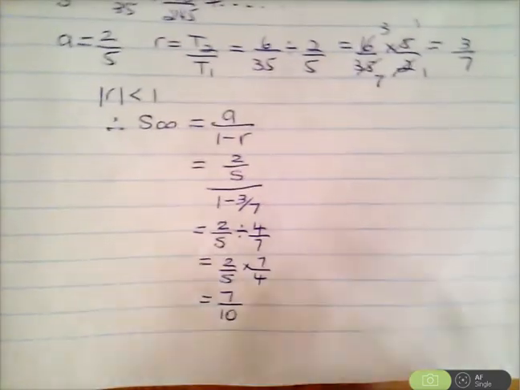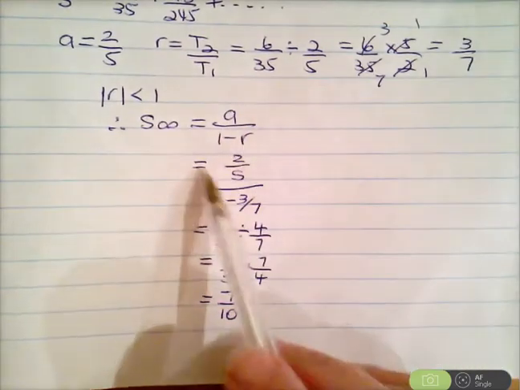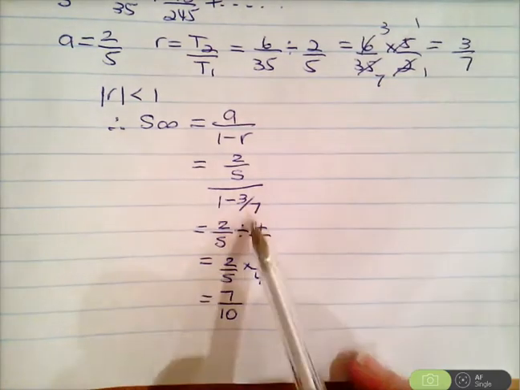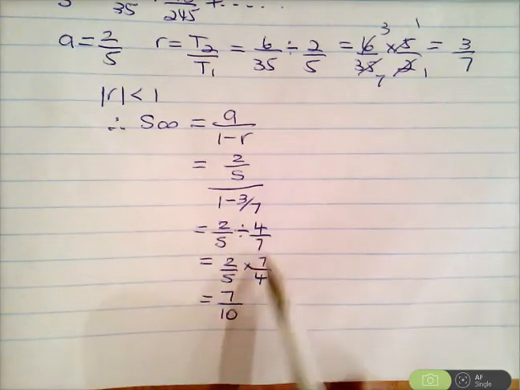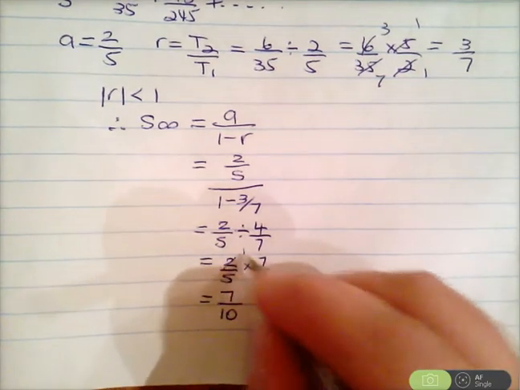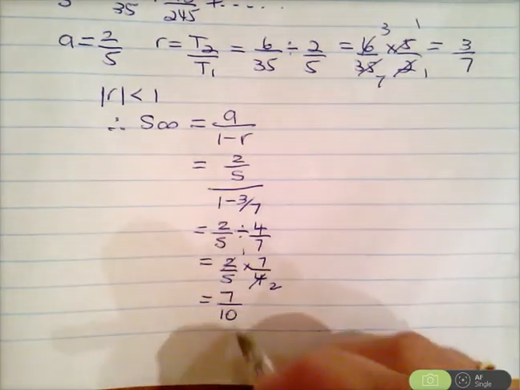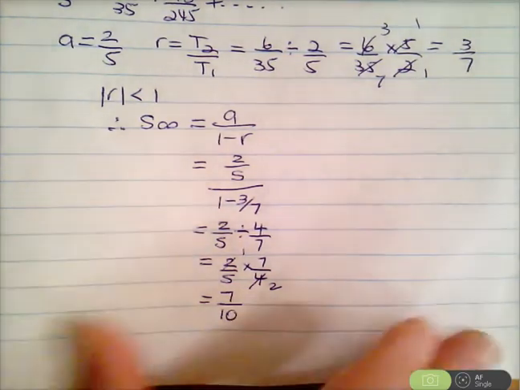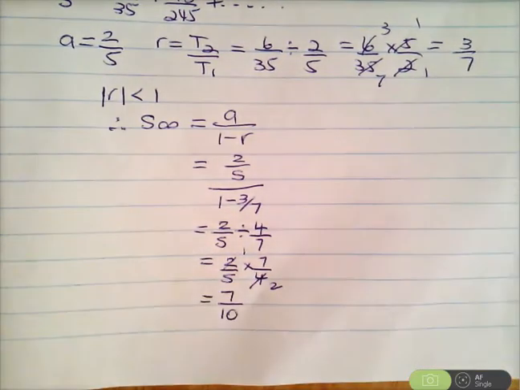this, just going back, sum to infinity is a over 1 minus r. A is 2/5 over 1 minus r is 3/7. So it's 2/5 divided by 4/7, which is 2/5 times 7 over 4. Just doing some simplifying here, and we get that the sum to infinity is 7 over 10. So that's the limiting sum of that series. Okay, now for another example.